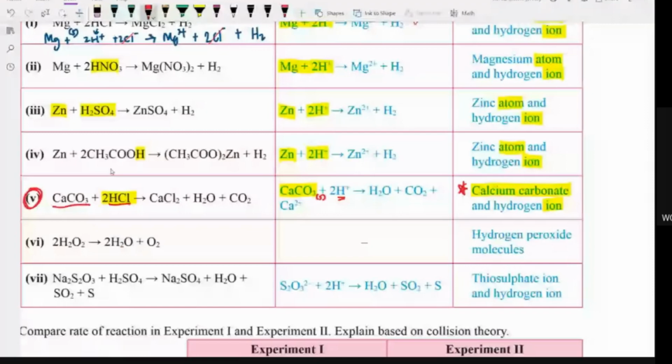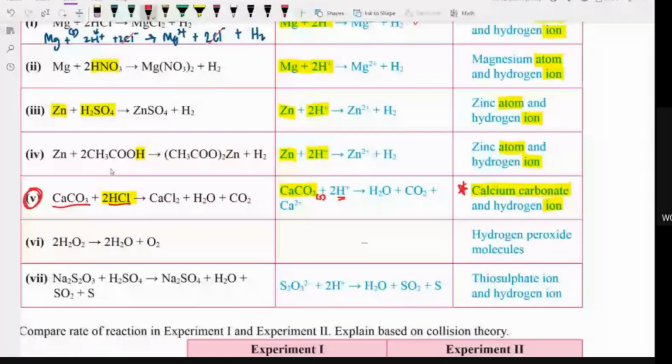Okay, so this one, I think quite popular. It has come up a few times in the SPM already, but still a lot of students cannot get this correct. Calcium carbonate, no need to put in what it is, atom, molecule, or ions. Sometimes you see the question will say it is marble chips. Marble chips are actually calcium carbonate.